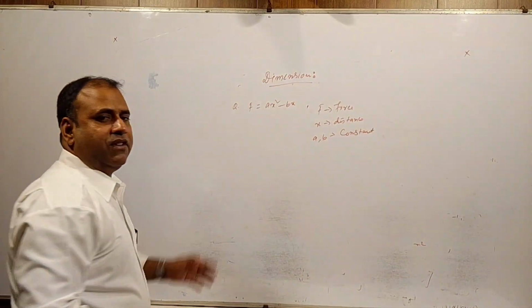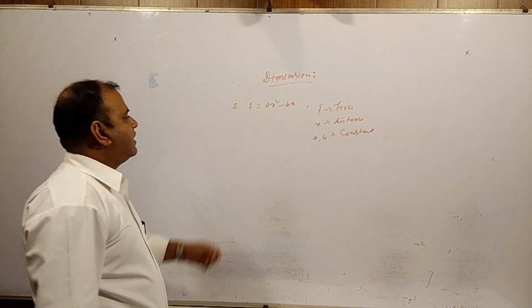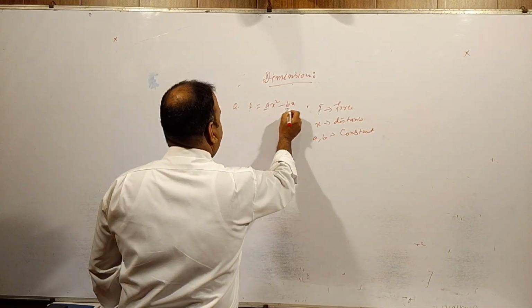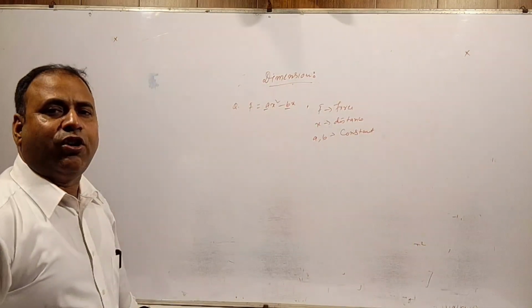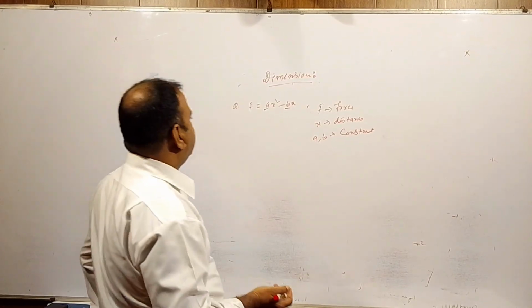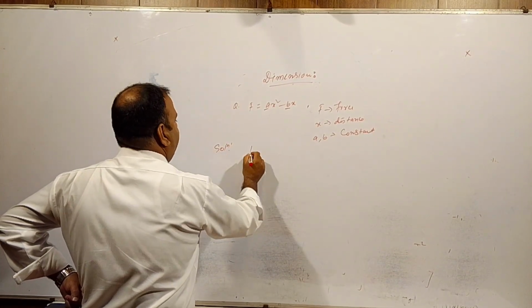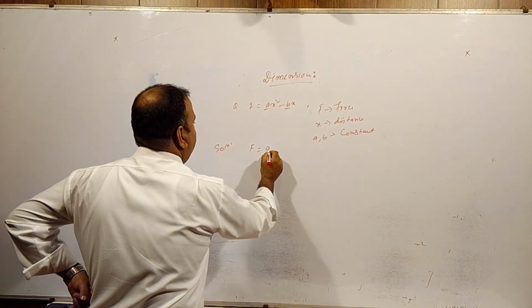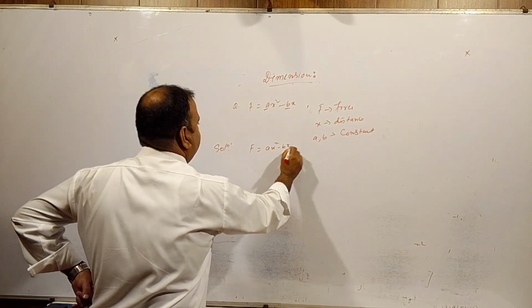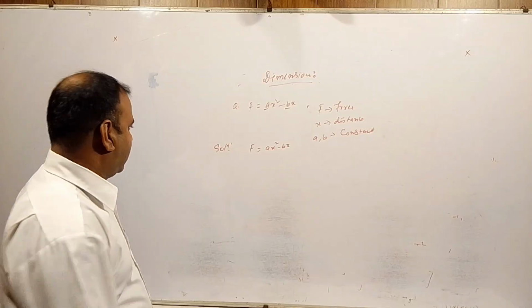Now from the given relation, how can we calculate a and b? That means we have to calculate the dimension of a and the dimension of b. Now you can see the solution. F is equal to a x square minus b x. This is the relation we have been given.